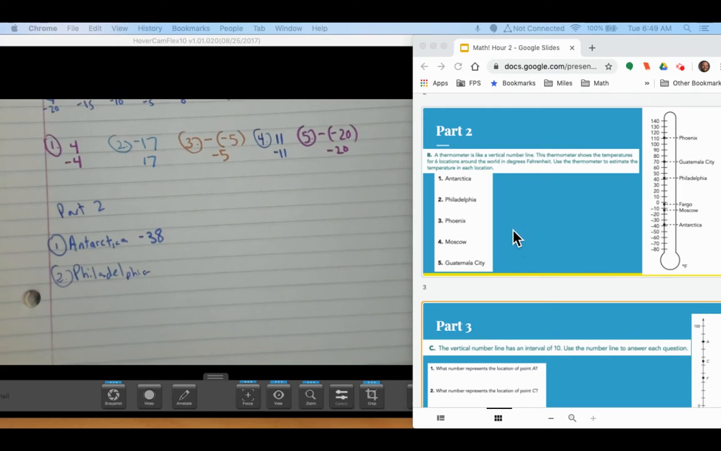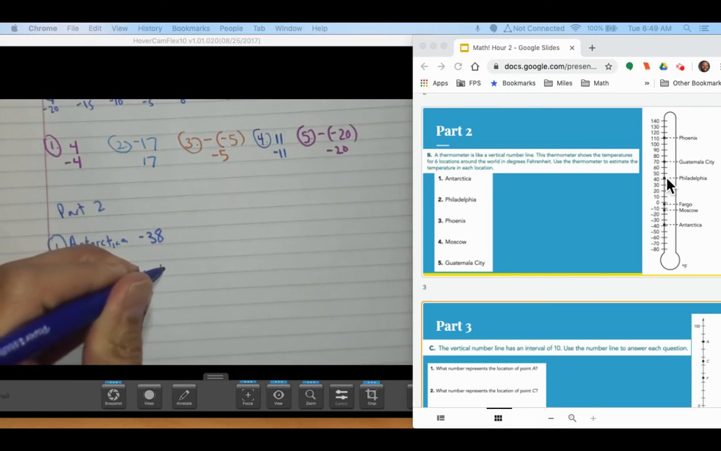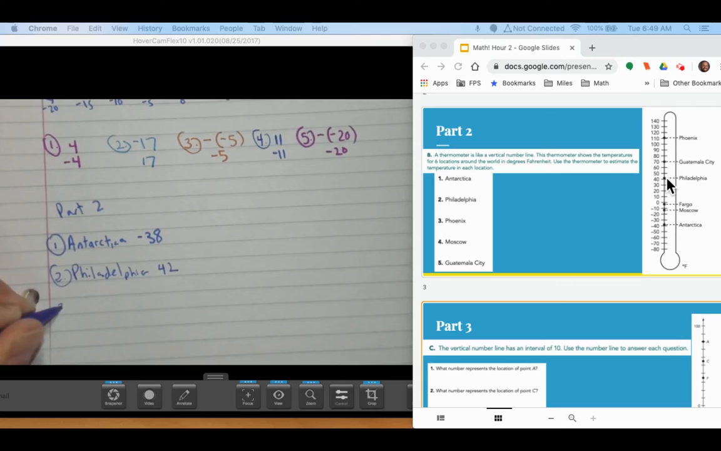Then as you're playing the video, Philadelphia here is between 40 and 50. It's closer to 40. I would say 42. Pause it and then play the video again for number 3.